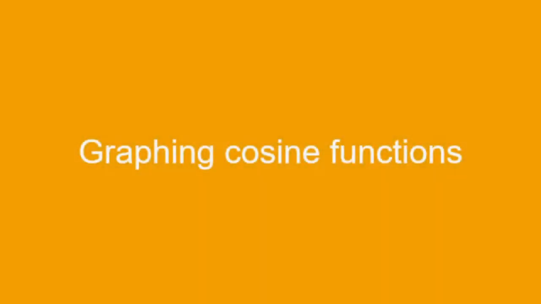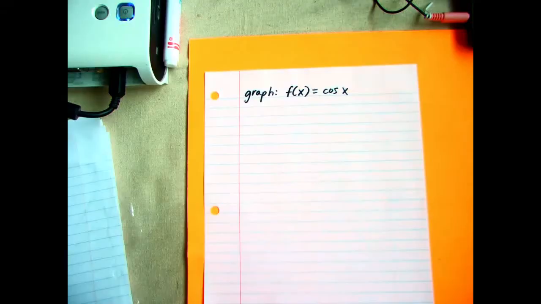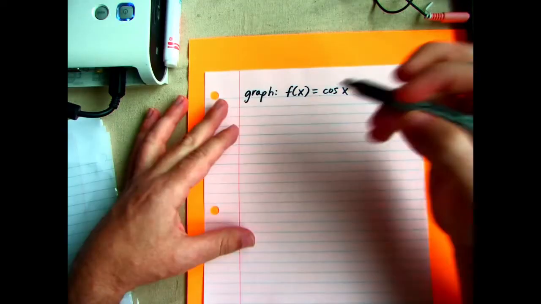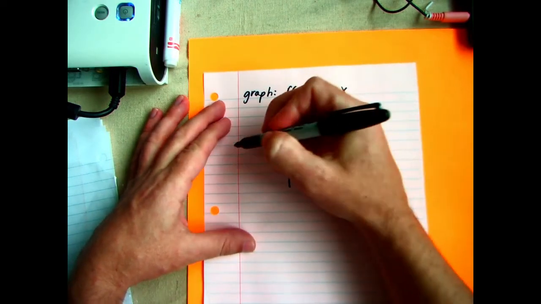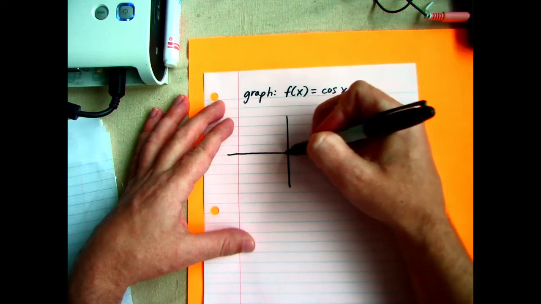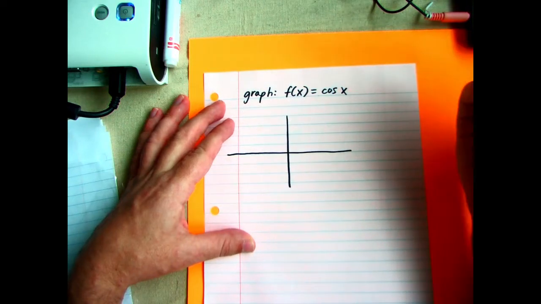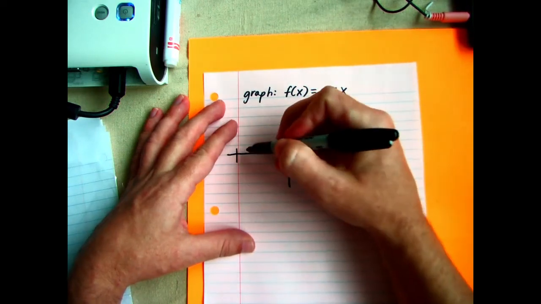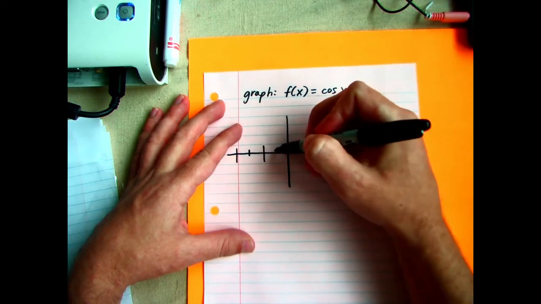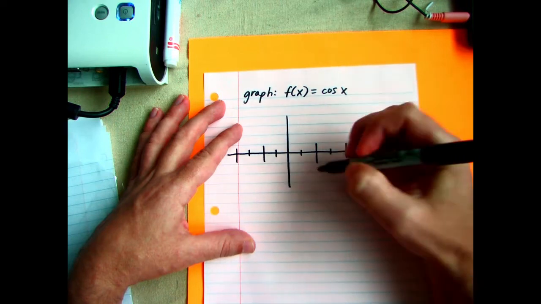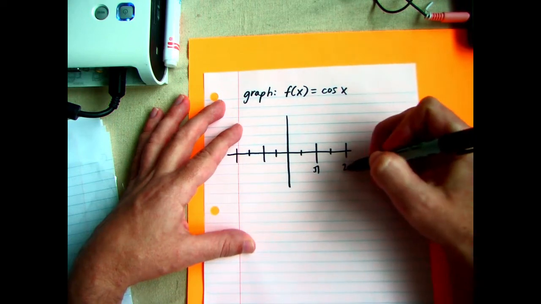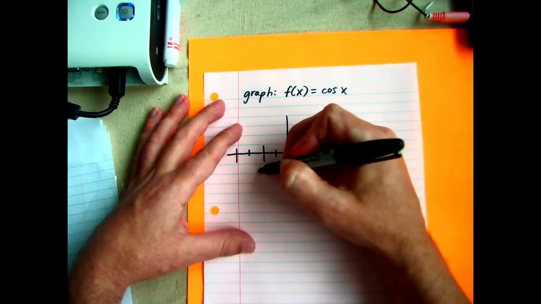So in this video, we're going to graph cosine functions. And this video is going to be a shorter video because much of it is a continuation of my previous video in which we graphed sine functions. There's going to be a lot of similarities. So to graph a regular basic cosine x function, we're going to start with my x and y axes.